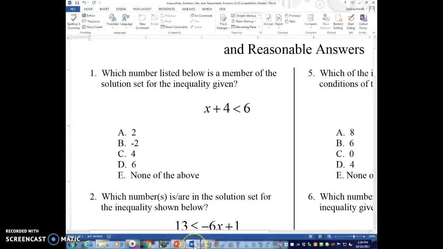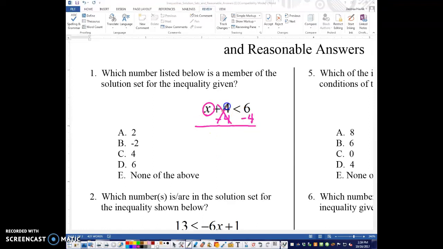All right, so let's go to the questions for today. Okay. So this one, which number listed below is a member of the solution set for the inequality given? Now, here's how you're going to do this. It's pretty much just the same as solving, okay? We want to get this variable right here by itself. Well, it's adding 4, so how do we get rid of plus 4? We subtract 4, okay? And what we do to one side, we must do to the other, okay?